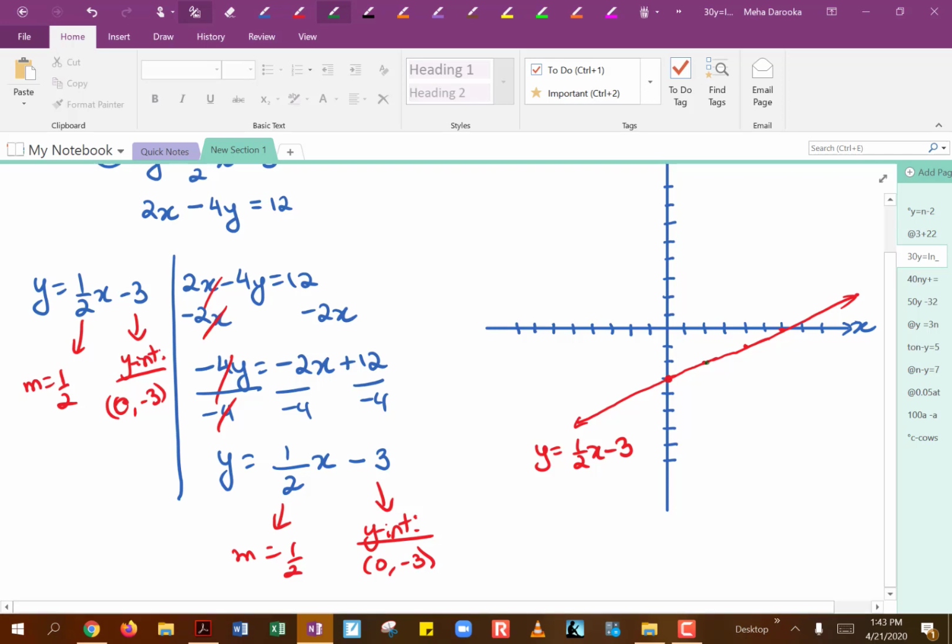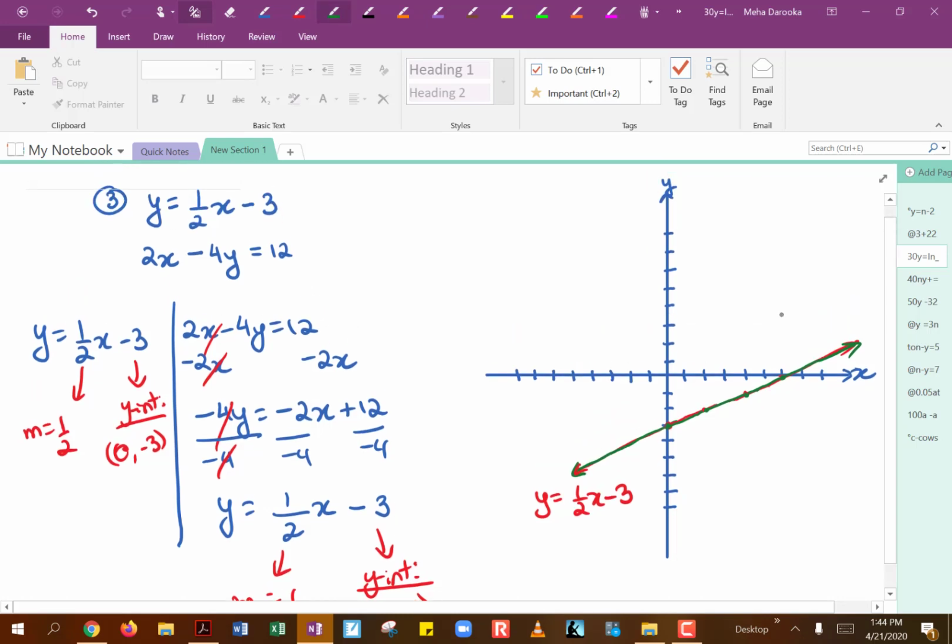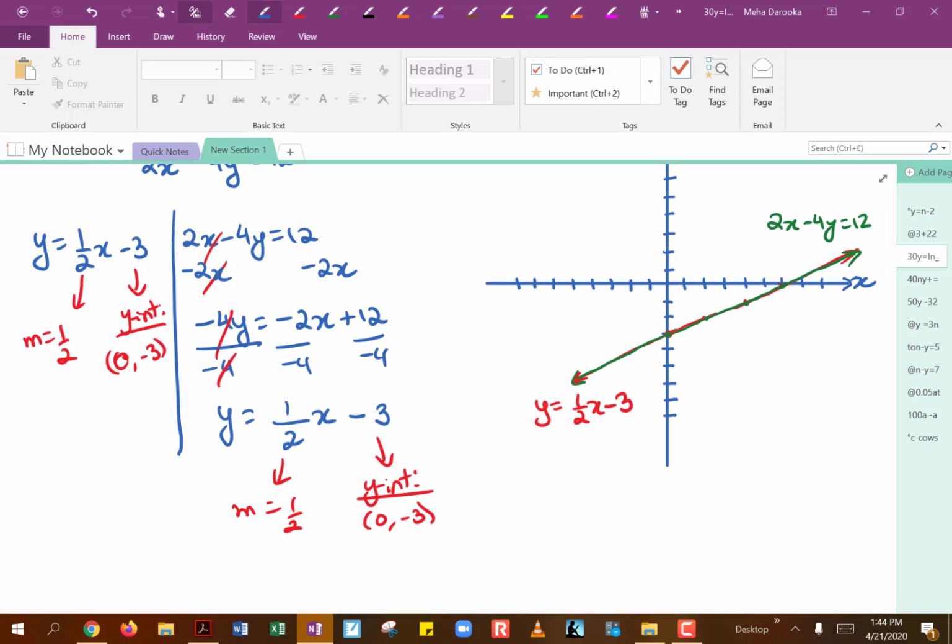and we would go up 1, right 2, up 1, right 2, up 1, right 2, and you would essentially, like I said, come out with the same exact line, because they are basically the same equation. And the one in green, you can write that as 2x minus 4y equals 12. So they are the exact same line.